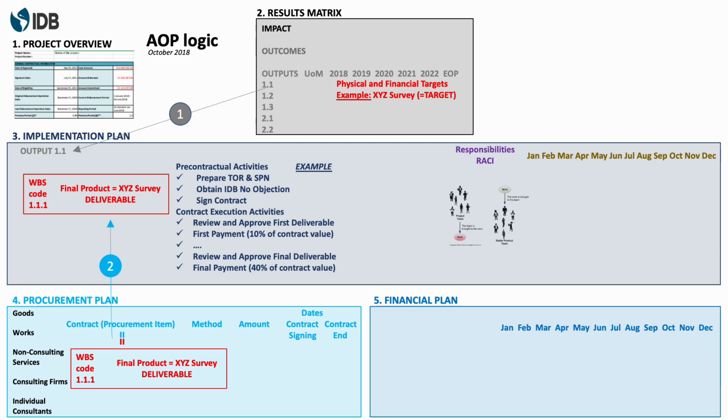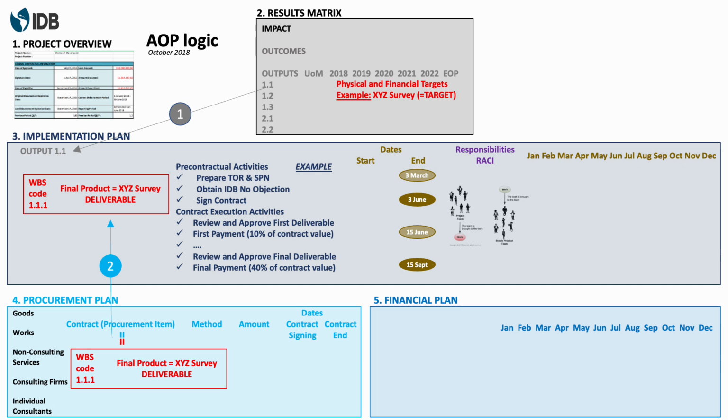We need to include responsibilities: who is responsible, accountable, who needs to be consulted in order to complete the activity, who needs to be informed. So that's what we call the RACI responsibilities. And then we estimate the dates.